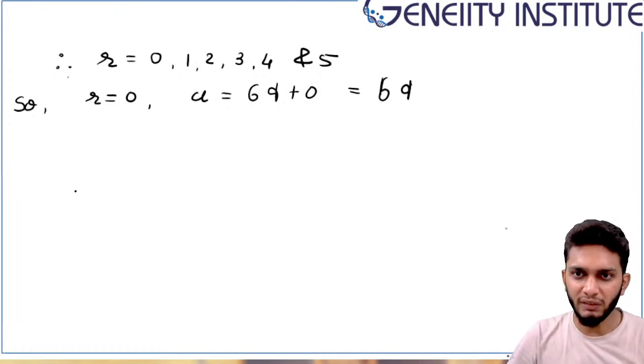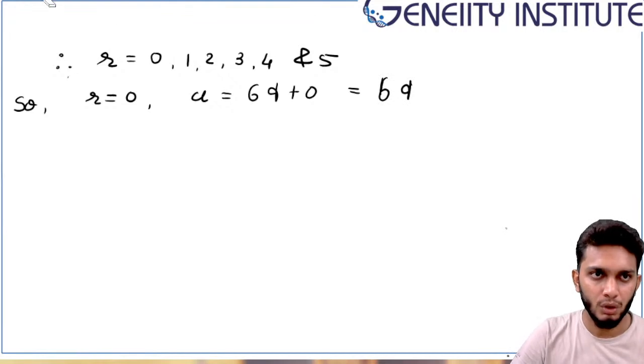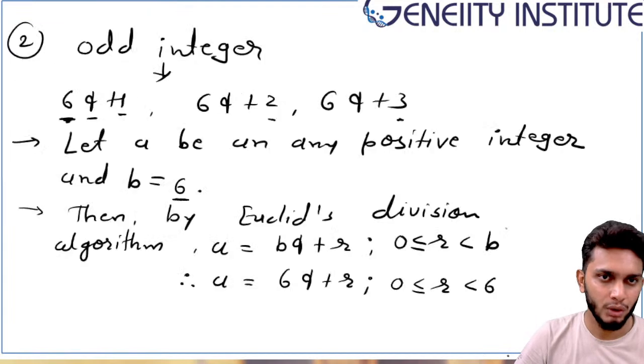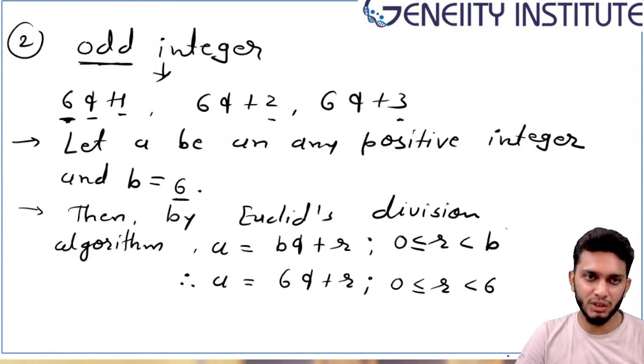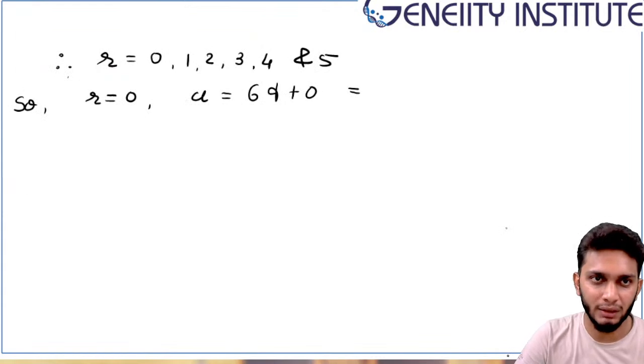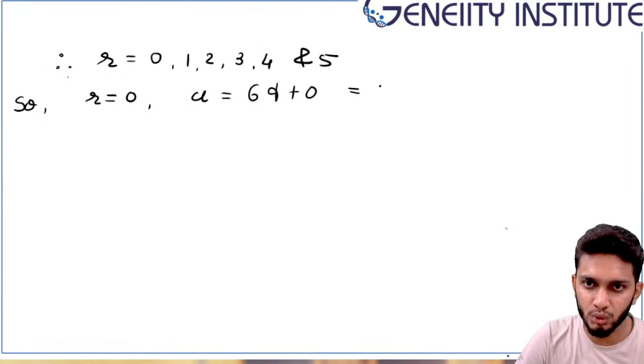6q can be divided by 2. We want to find the odd integer. हमें odd integer find करना है. Odd means which is not divisible by 2 and even means which is divisible by 2. So we define whether this number is divisible by 2 or not.